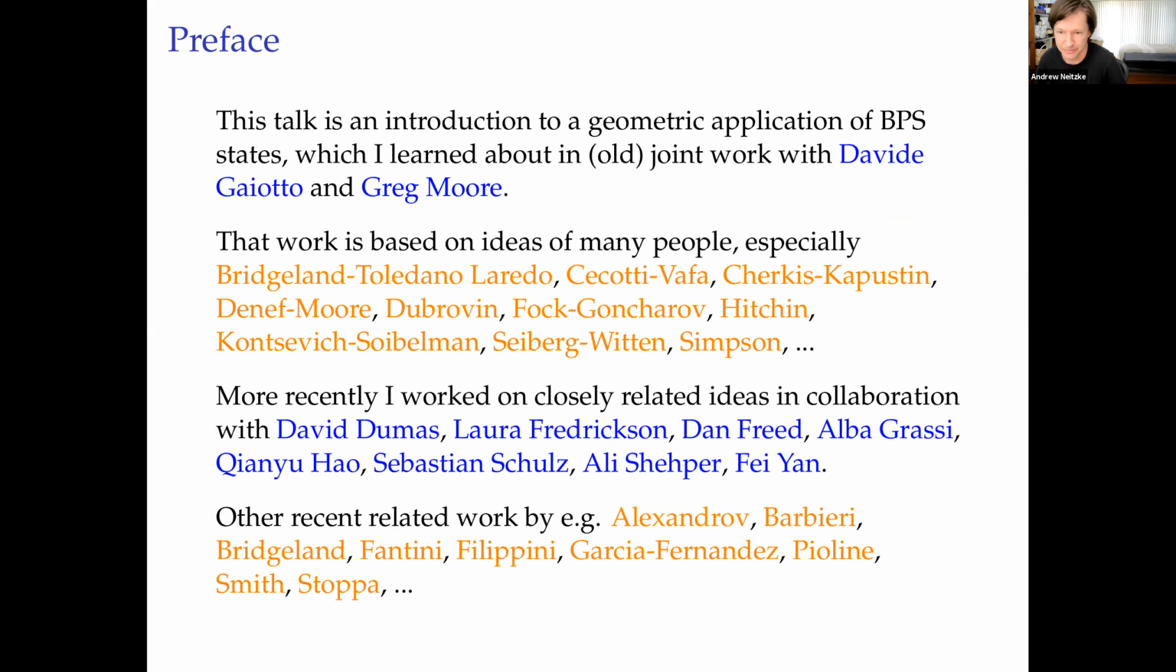That work was based on ideas of a lot of people, whom I've listed some, but by no means all of them here. And more recently, I've been working on closely related things in collaboration with various people, including David Dumas, Laura Fredrickson, Dan Freed, Alba Grassi, Qianyu Hao, Sebastian Schulz, Ali Shehper, and Fei Yan. And there's been a lot of work in related areas, and I listed a few of the people who are working on things close to this Riemann-Hilbert problem.